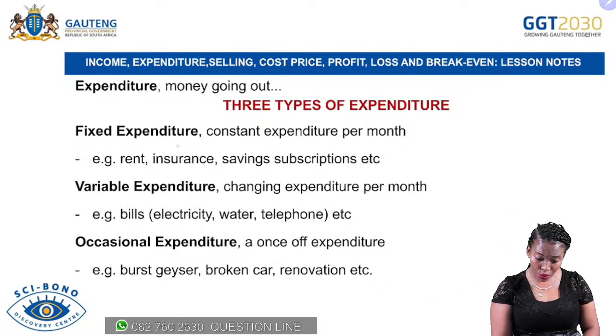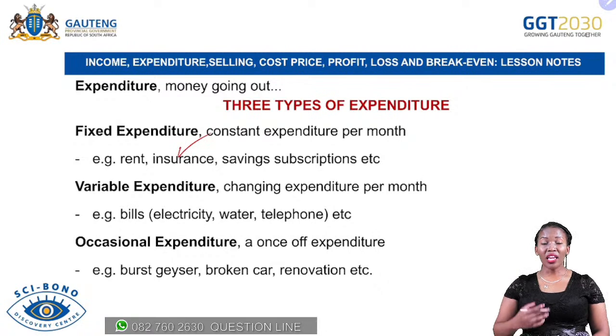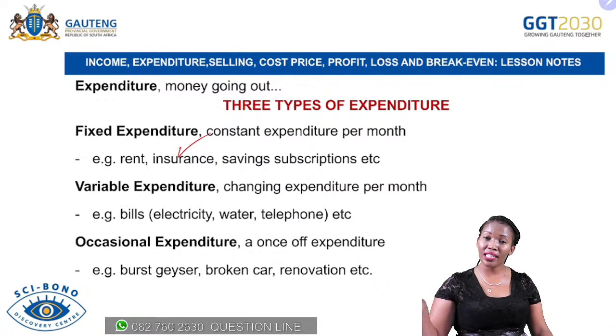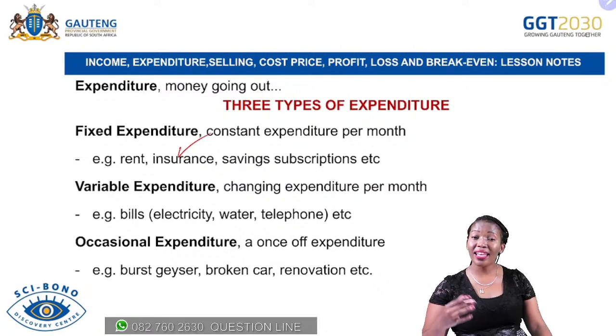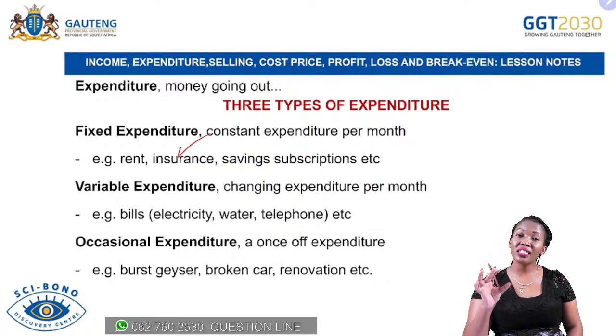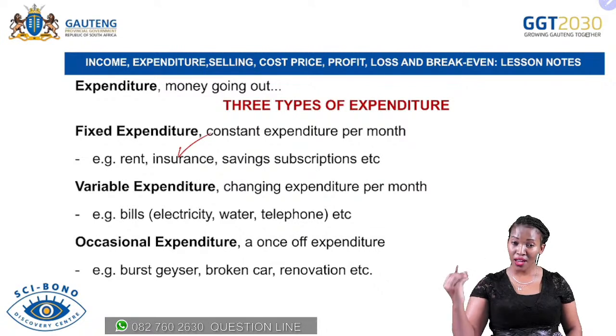Another example, guys, would be an insurance. If I have a car and I decide to insure my car with a certain insurance company, we sign a contract, or rather an agreement, to say that every month I'm going to pay this amount of money for the insurance of my car. So if the agreement is that I pay 800, it means every month I'm going to pay 800 rand. And the fact that it stays the same every month makes it a fixed expense or a fixed expenditure.